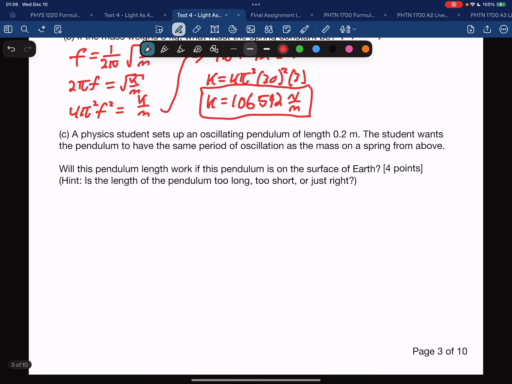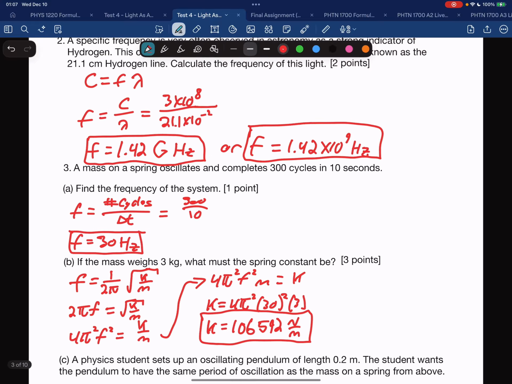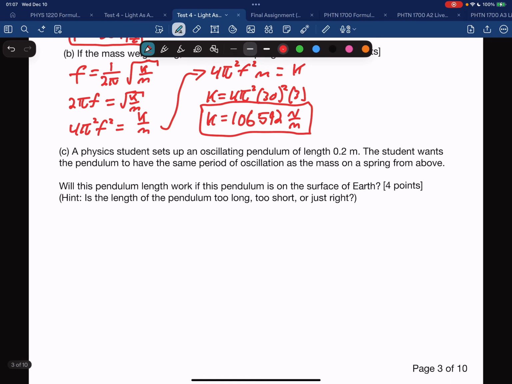C. A physics student sets up an oscillating pendulum of length 0.2 meters. The student wants the pendulum to have the same period of oscillation as the mass on a spring from above. So we're going to have the same period as this one, so we'll have to go ahead and calculate that.